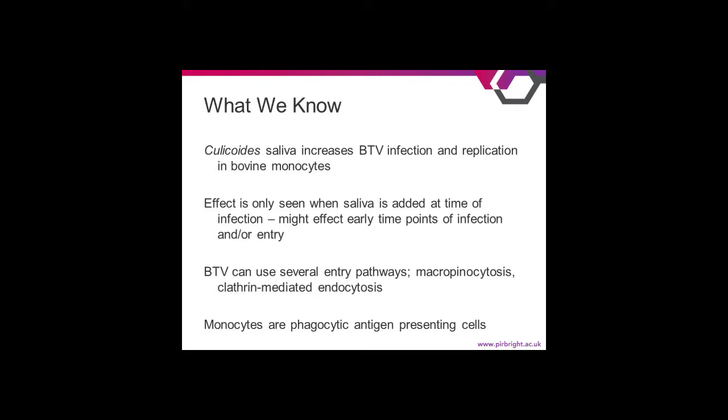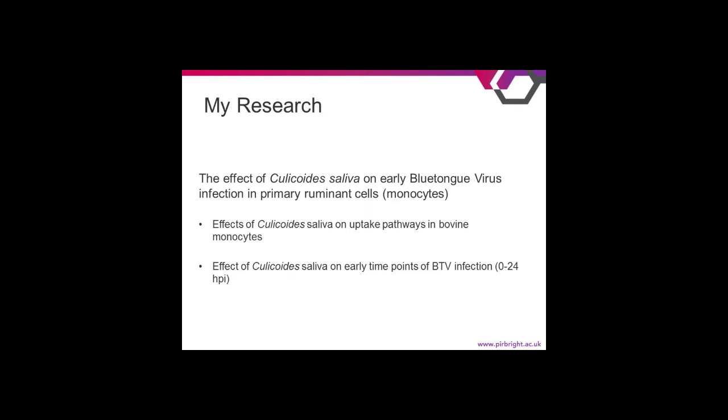We know that blue tongue can use several entry pathways, including macropinocytosis and clathrin-mediated endocytosis, for example. And we know that monocytes, the cells of interest here, are antigen-presenting cells that use phagocytosis. So my research: I am looking at the effect of Culicoides saliva on early blue tongue virus infection in primary ruminant cells, and specifically monocytes.